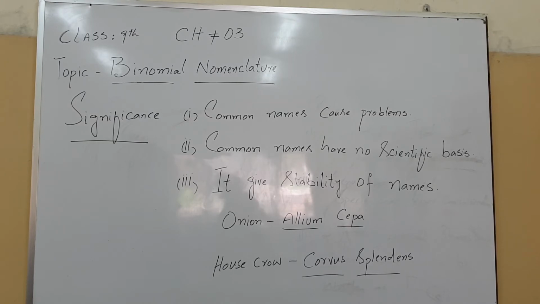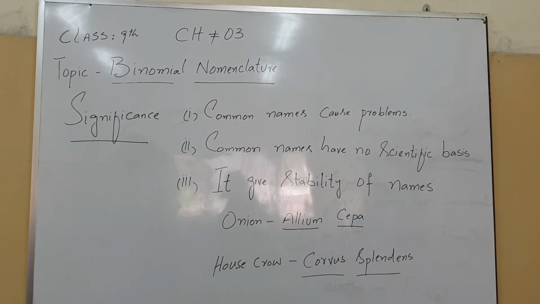For example, if we take only the onion, in Urdu it is known as piyaz. But in other languages in Pakistan, some people call it ganda, some people call it basal or vasal. So many confusions arise if you are talking about a single species and it has many names in different languages. It is difficult to recognize the species.